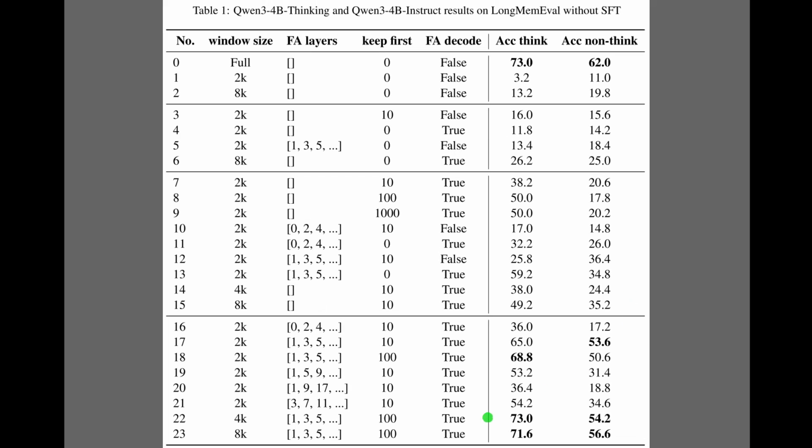Table 1 now turns those masking ideas into numbers. The table shows that naive sliding window attention with a 2K or even 8K window slashes accuracy for both thinking and non-thinking Qwen models, dropping from about 73% to well under 20%. Single tricks like keeping first tokens or interleaving layers help, but they fall far short of the full attention baseline. The strongest rows combine full attention decode, interleaving, and keep first, which let the thinking model climb back to around 71 to 73%, nearly matching full attention while still using sliding windows.